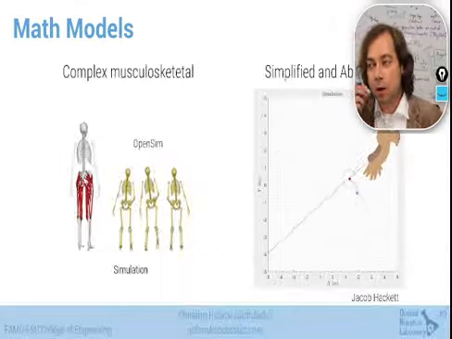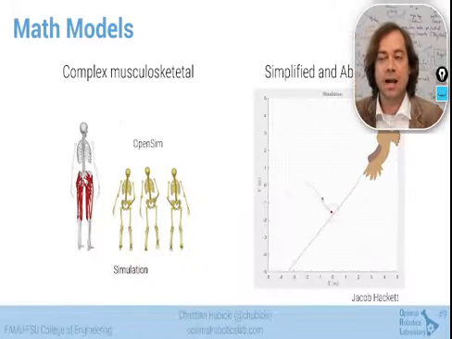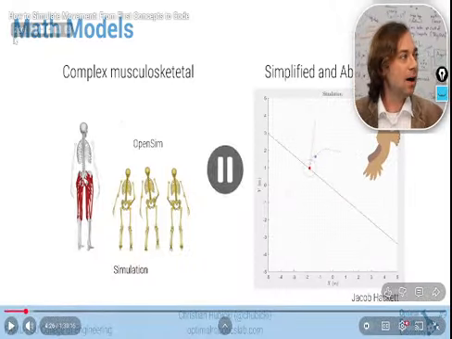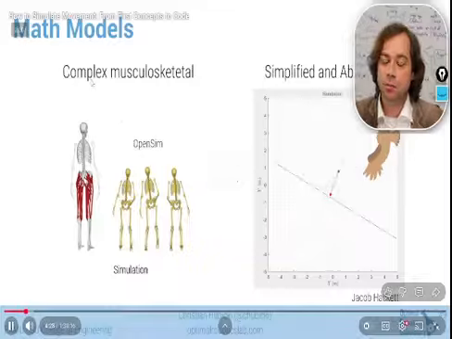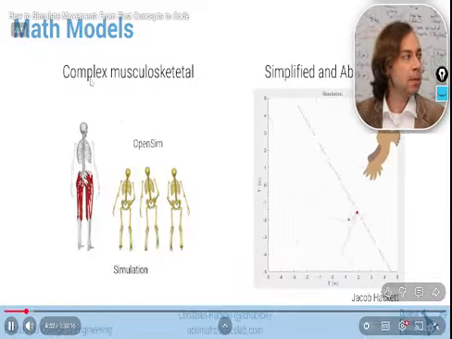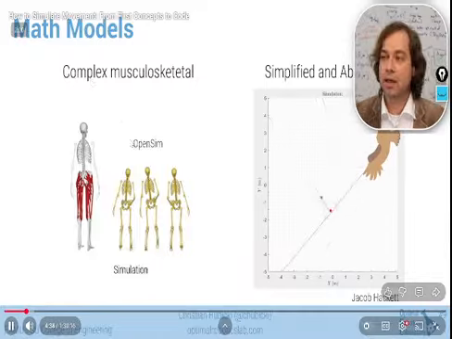And math models can come in all shapes and sizes, right? This is OpenSim. It's been downloaded hundreds of thousands of times, which allows your models to be complex and musculoskeletal. And probably is what a lot of people think of when they're thinking of simulation, these really complicated models. But they can also be incredibly simple.